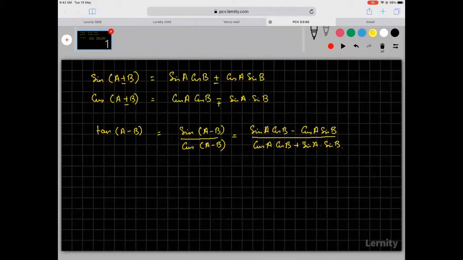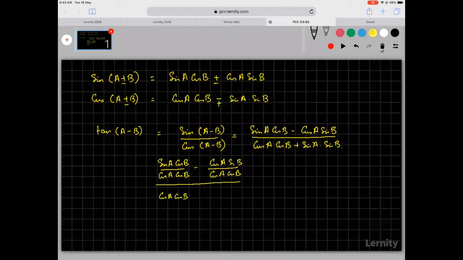So if I divide the whole thing by cos A cos B, I'll get sin A cos B by cos A cos B minus cos A sin B by cos A cos B, whole divided by cos A cos B by cos A cos B plus sin A sin B divided by cos A cos B. When I work this out, you see cos B gets cancelled here, cos A gets cancelled here, here the whole thing gets cancelled, here nothing gets cancelled. So I have sin A by cos A, which is tan A, minus sin B by cos B, which is tan B, divided by 1 minus, this is tan A tan B.